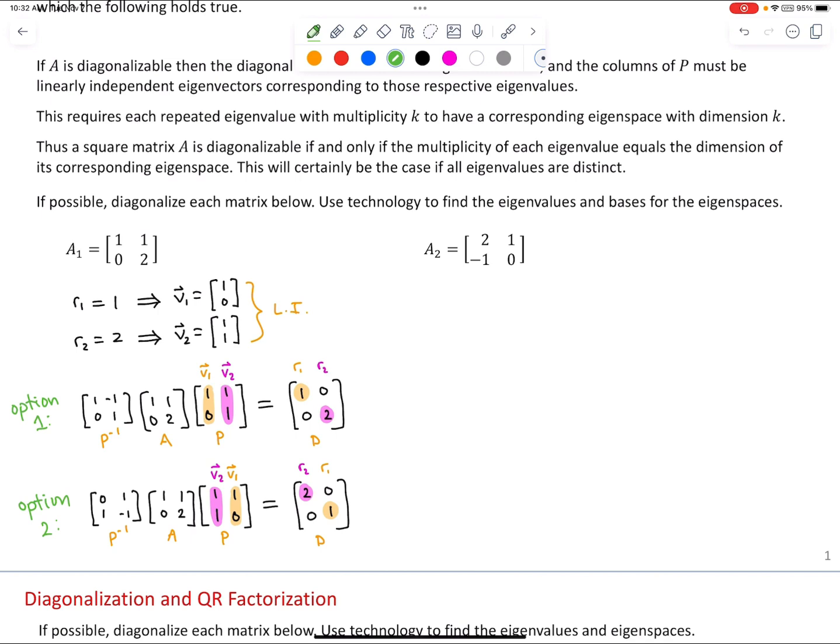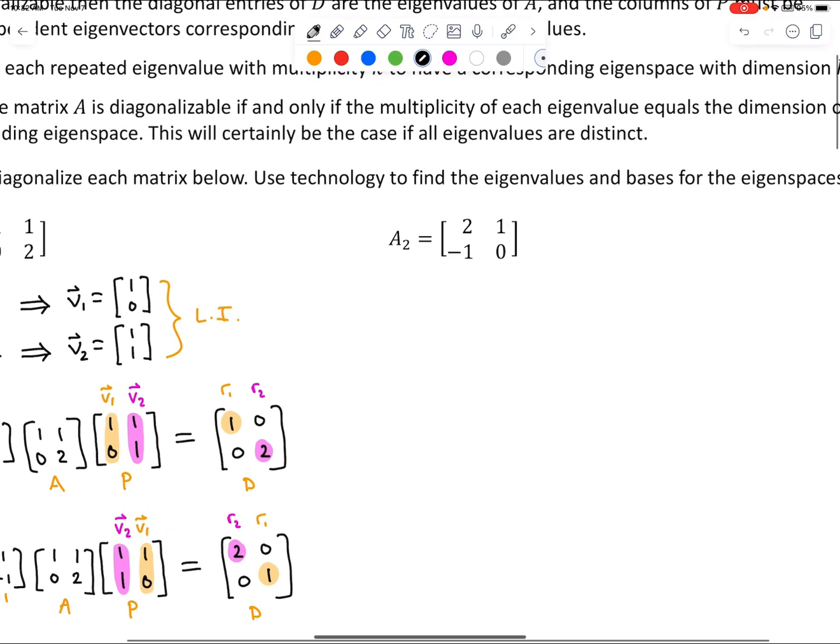Now let's look over at matrix A2. Using technology to find the eigenvalues, in this case we get a repeated eigenvalue. We get the r's are both 1, so the multiplicity is 2. And when you find the corresponding eigenspace, you only get one basis vector in this case. Hence, we only have one linearly independent vector. One such basis vector is 1, -1. You should be able to confirm all of this information by hand.